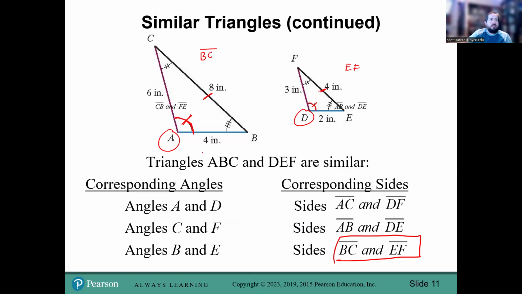And then likewise, AB is going to correspond to DE, which is what they have here. And then CA is going to correspond to FD, or AC is going to correspond to DF.